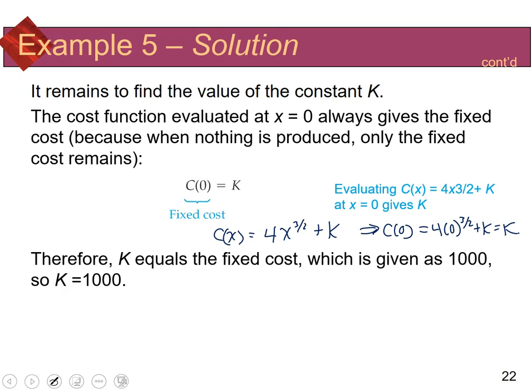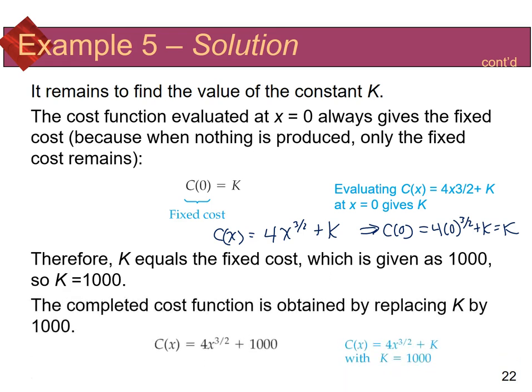And since C of 0 is supposed to equal 1,000, it stands to reason k has to be 1,000. That's because C of 0 had to be 1,000. So the actual cost function is that. It's not always going to work that way. It really depends on the function that you're working with. If you plug 0 in and it doesn't all come out to be 0, then your arbitrary constant may not necessarily be the value they're giving as the fixed cost or the starting point or whatever the case may be.